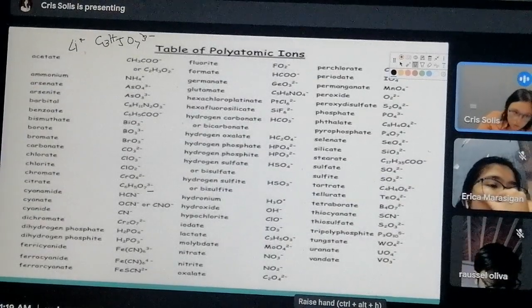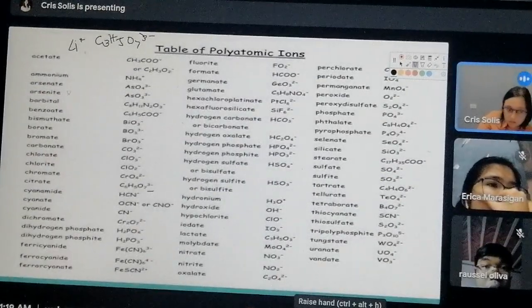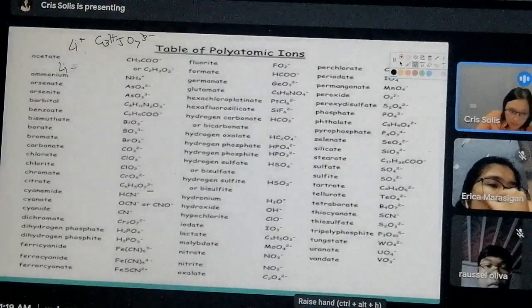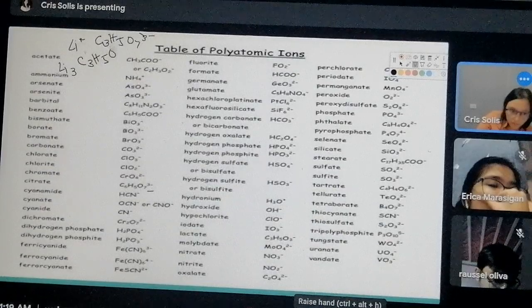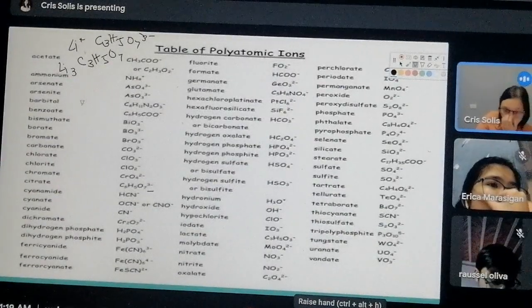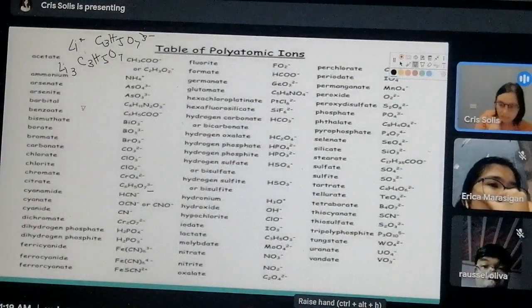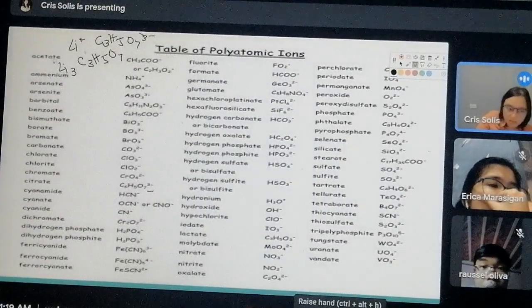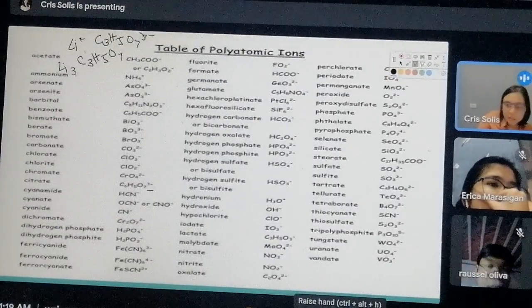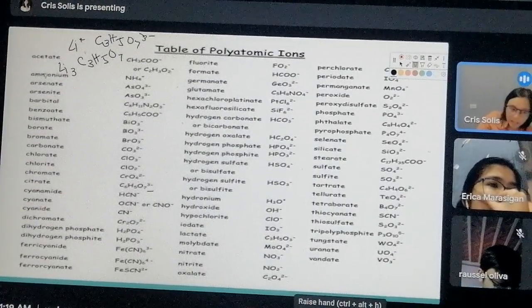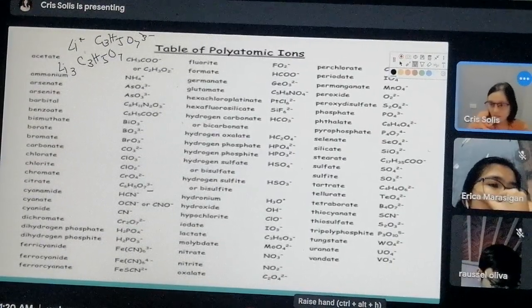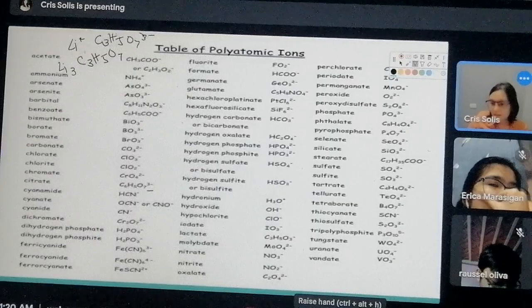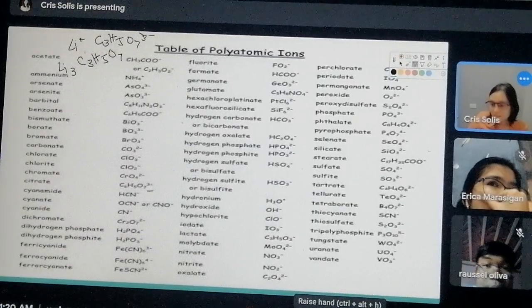Again, switch nyo yung charges. So, magiging Li3, C3H5O7. Yan ang itsura niya. Sure, bakit walang parenthesis? Lithium is simply an element, hindi siya compound. Naglalagay ka lang ng parenthesis kapag may compound. Gets po? Okay pa?